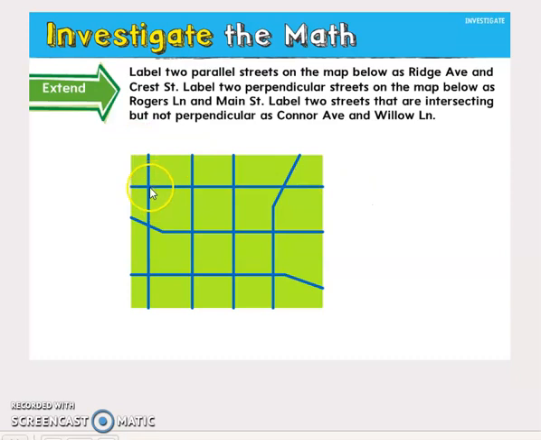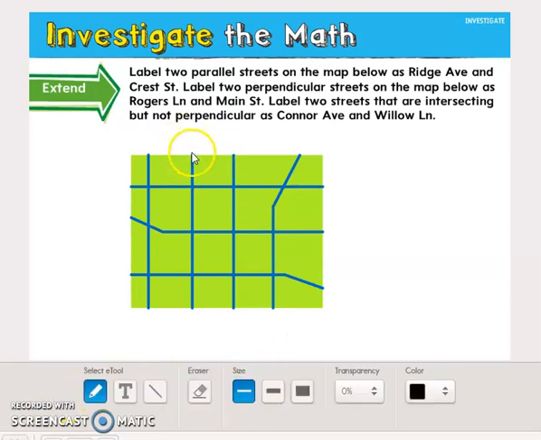So I am going to label this one right here. I'm going to label this one as Ridge Avenue, because this is a parallel line to the other one. And then I'm going to go ahead and down here, I'm going to label this one as Crest Street.